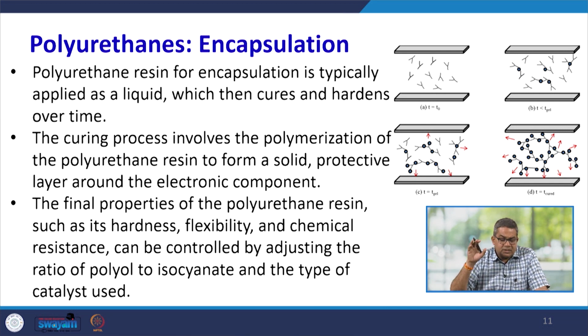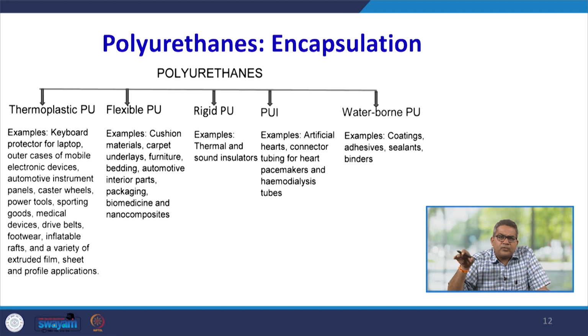Now these polyurethane resins for encapsulation are typically applied as a liquid, which then cures and hardens over a period of time and becomes solid. This curing process involves the polymerization of the polyurethane resin to form a solid, and it forms a protective layer alongside the component. The final properties of the polyurethane resin, like hardness, flexibility, and chemical resistance, can be controlled by adjusting the ratio of polyol to isocyanate and the type of catalyst used.